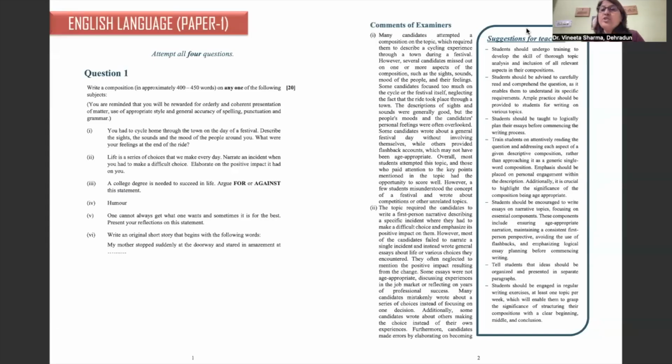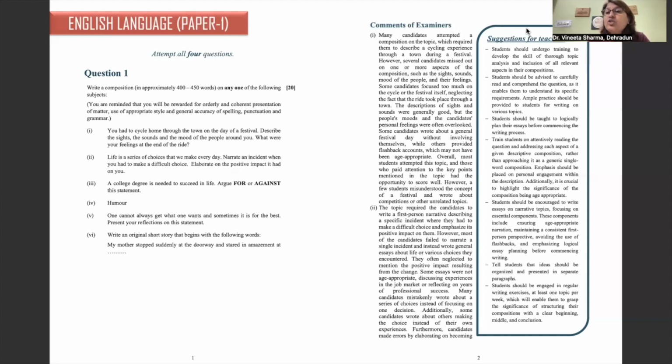So here we are going to analyze last year's language paper. So here is the analysis. The first question is, write a composition in approximately 400 to 450 words on any one of the following. Now, please understand, 6 topics have been given, and out of these 6, you are supposed to write on any one of the following, right?